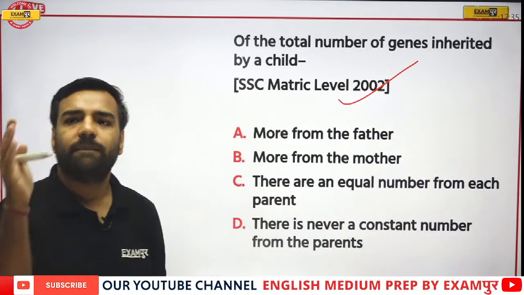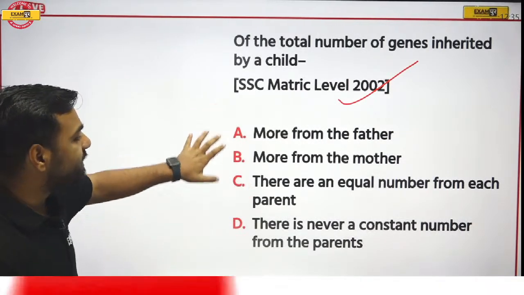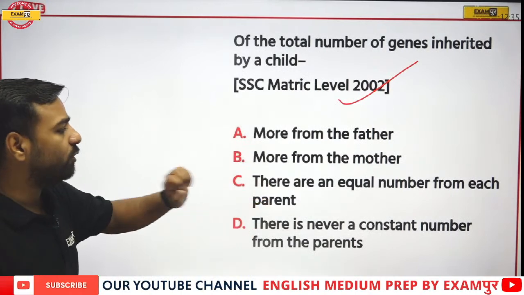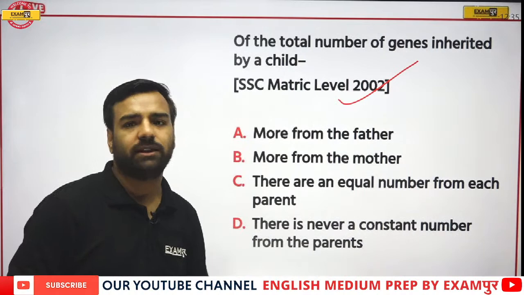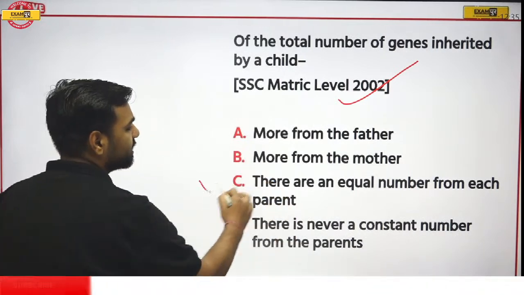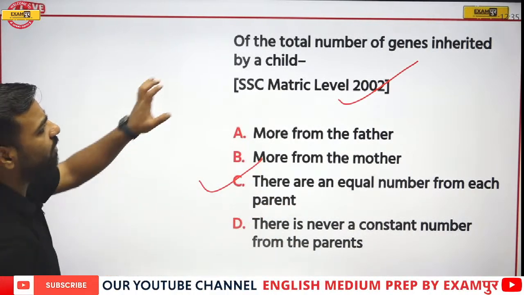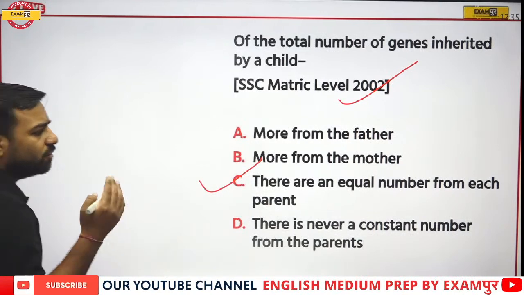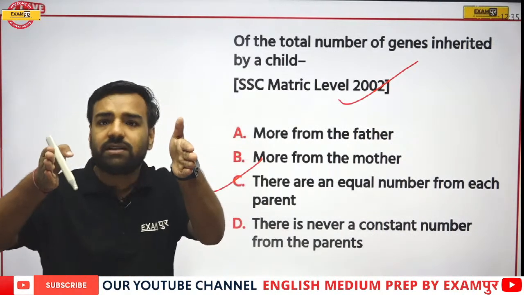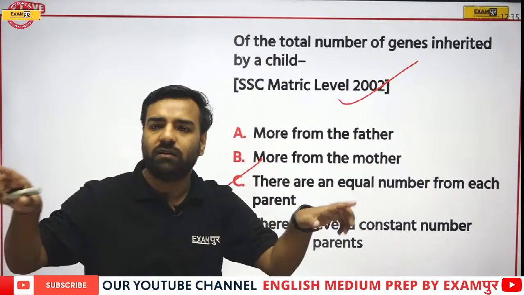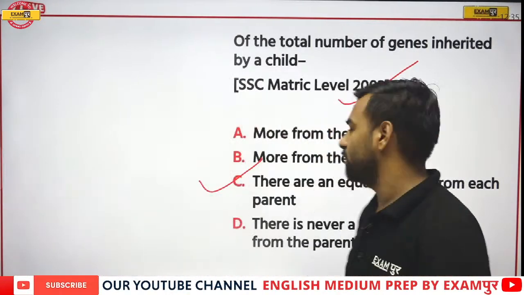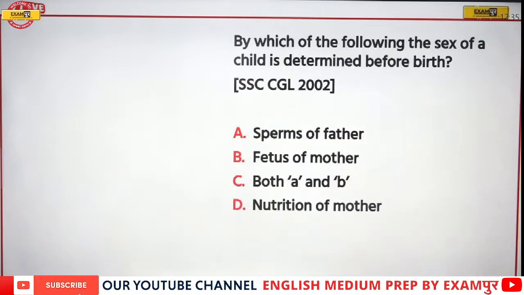Okay, so here we have C, that is an equal number from each parent, and that's true. So Asif, Ilma, Momita, great. We have already discussed that when we are talking about the number of genes which are inherited, it's very obvious they are balanced, that is, equal from mother and father both. Totally correct. So option number C is going to be the correct one.